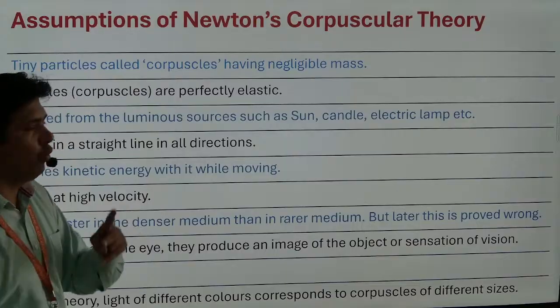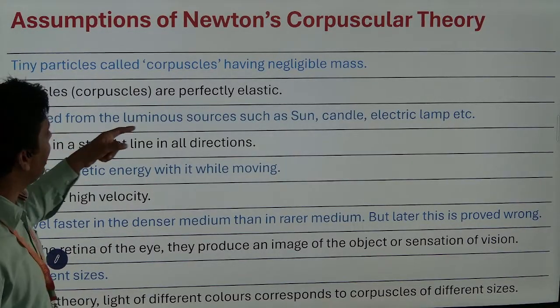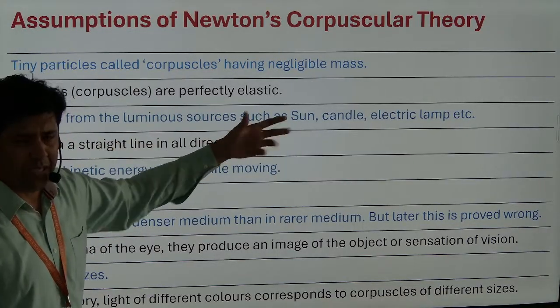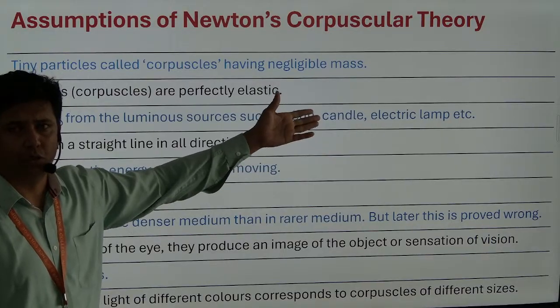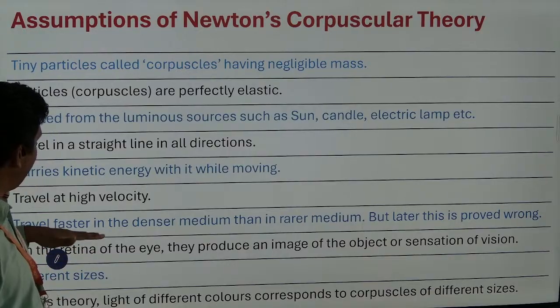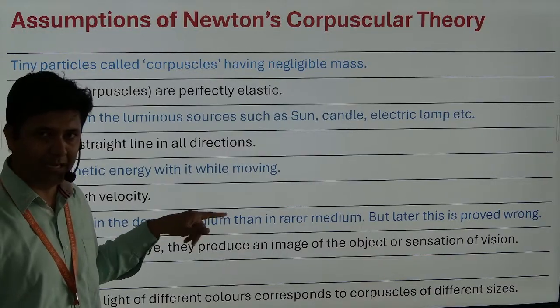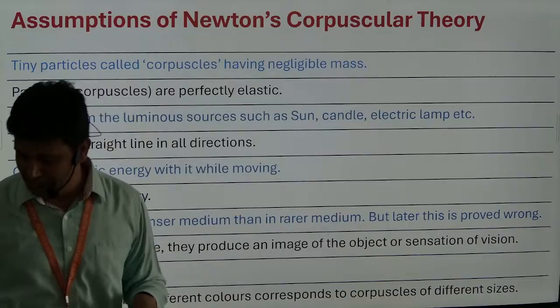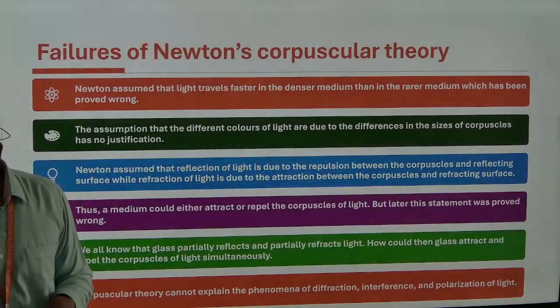So basically there are two demerits. One is the luminous source: if it emits particles, then it should have come to an end, but that does not happen. Similarly, the claim that light travels fast in a denser medium is also wrong. So these are a few demerits of this particular Newton's corpuscular theory.